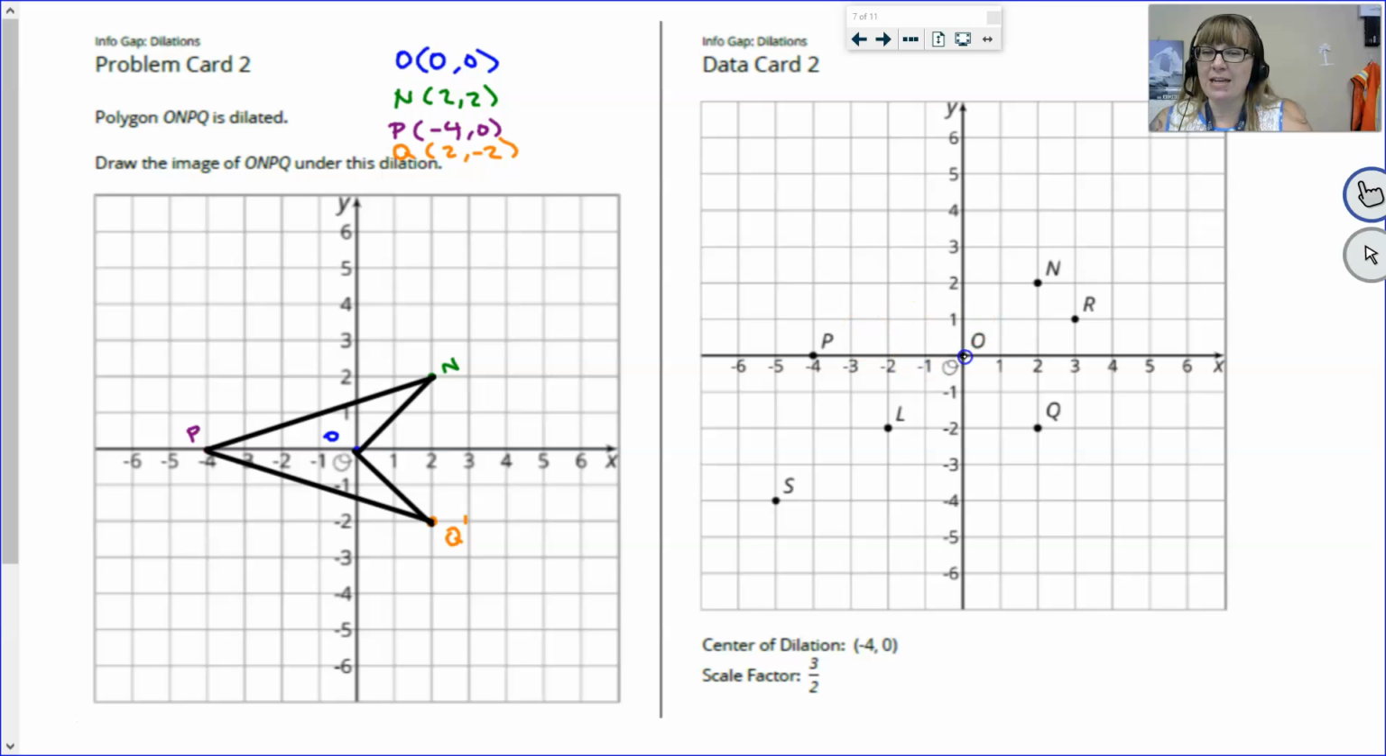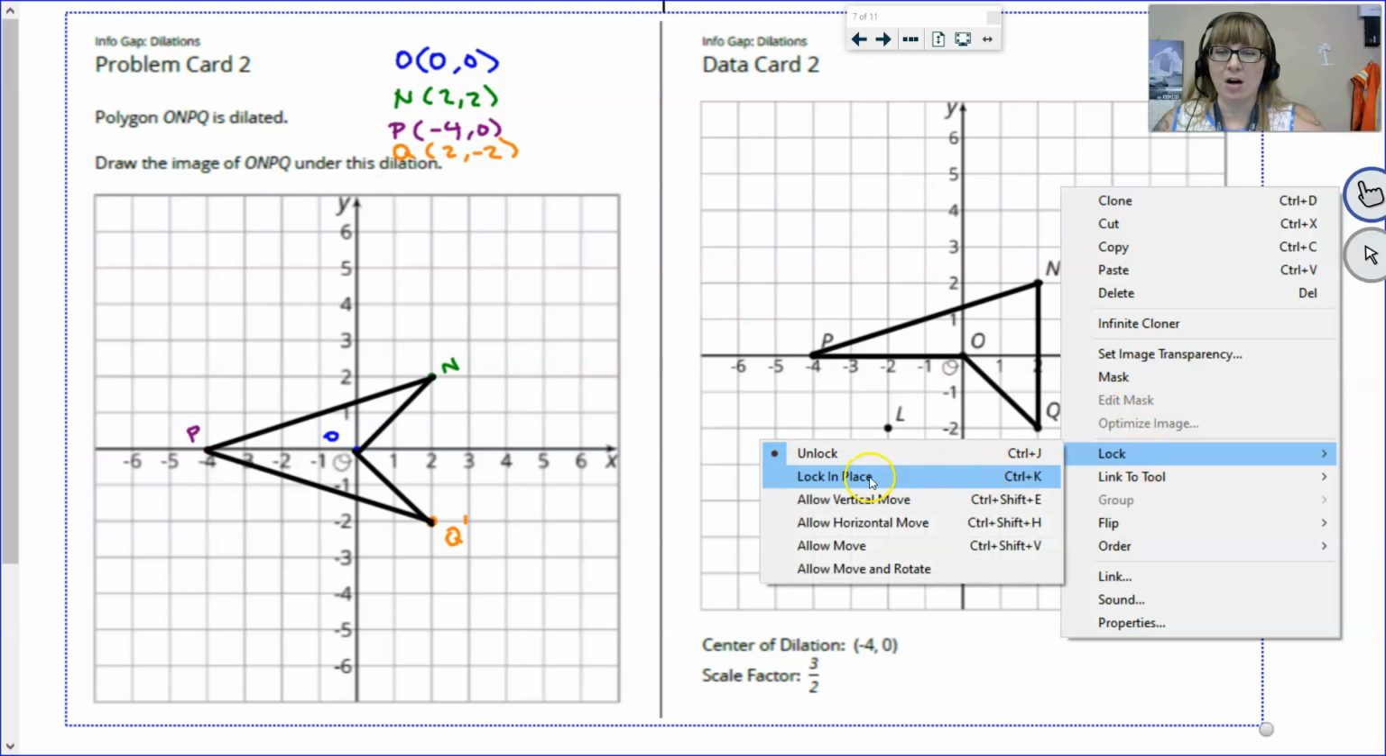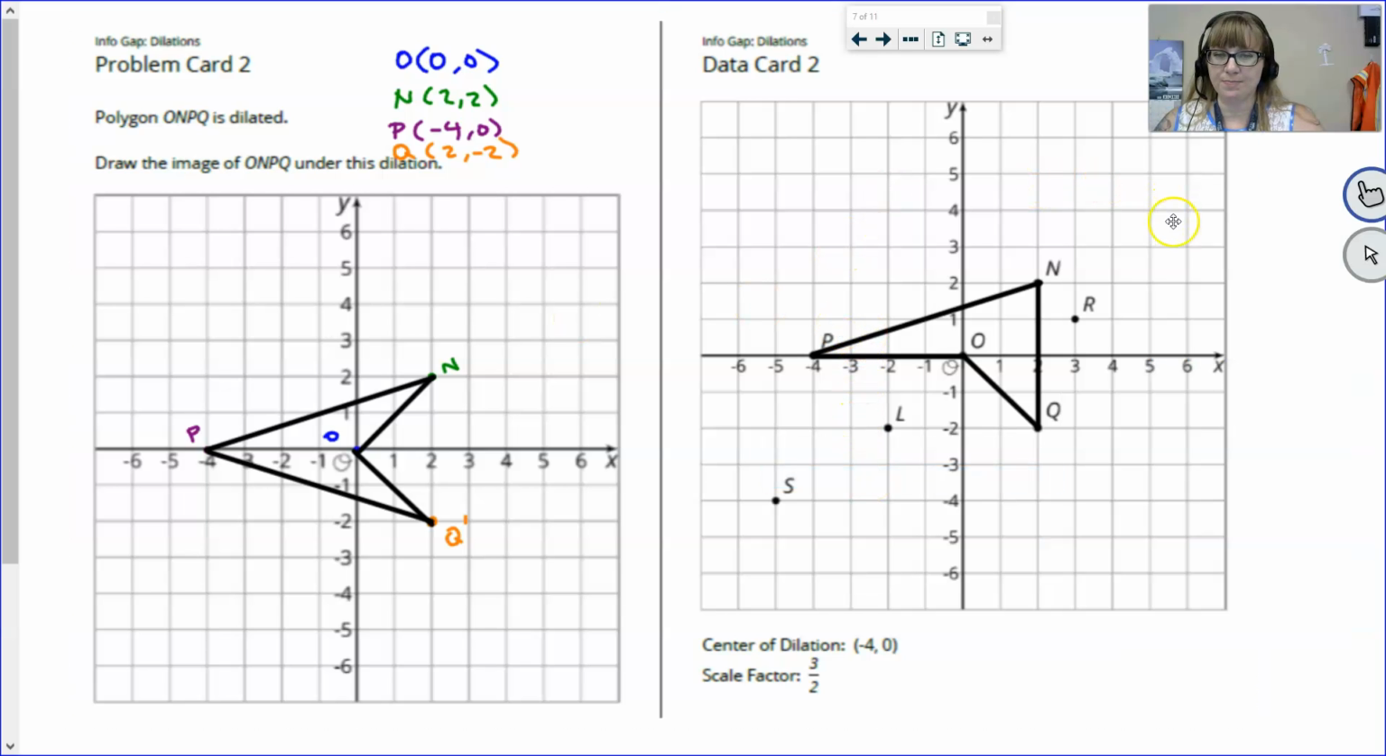Please note, if we're not paying attention, we might have come up with a very different looking figure that maybe looks something like this. Okay, so we do need to make sure that we're going in the order of the points that it gave us, O to N to P to Q, and then back to the beginning. Now, let me get rid of those since we no longer want those to be there. And now we have our original figure in place.